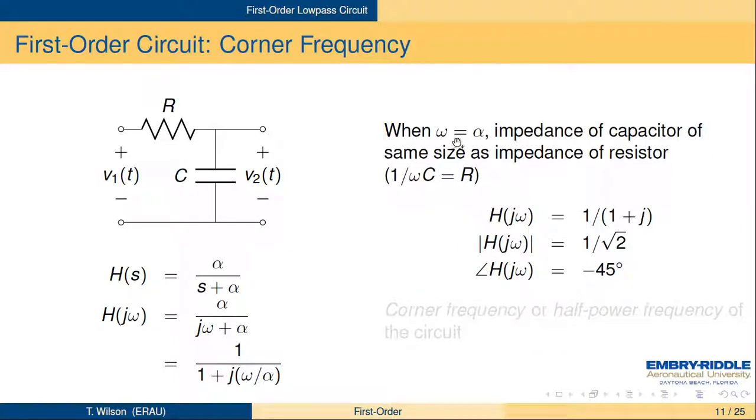And then at the frequency ω = α, that's when 1/(ωC) is R. That is because that's when ωRC is equal to 1. In that case, you have 1/(1+j) in the frequency response. So the magnitude is 1/√2, and the angle is -45 degrees. We call that the corner frequency, or the half power frequency. Remember, if the magnitude is scaled by 1/√2, then the magnitude squared, which is the power, is going to be a half.